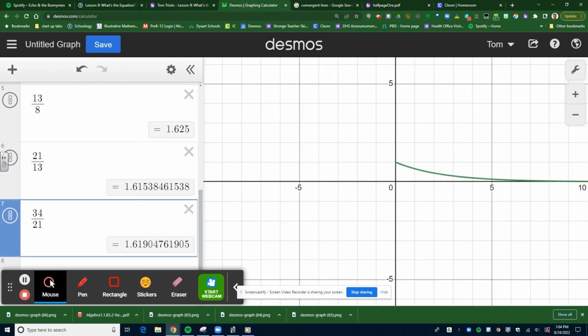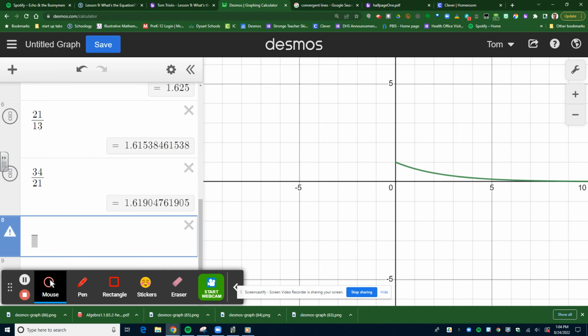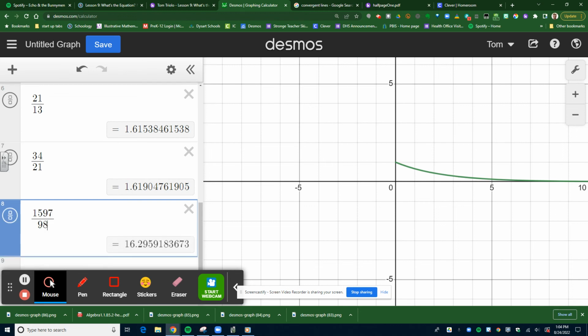At Desmos. So help me out here. What was the 15th and 16th number? What was the top one? 15. Was it 15? 97 and 987. So I noticed that somebody had it wrong. I didn't know what the 16th term was, but I looked at that number and I could tell immediately it was wrong. Let's see if you can figure out why.